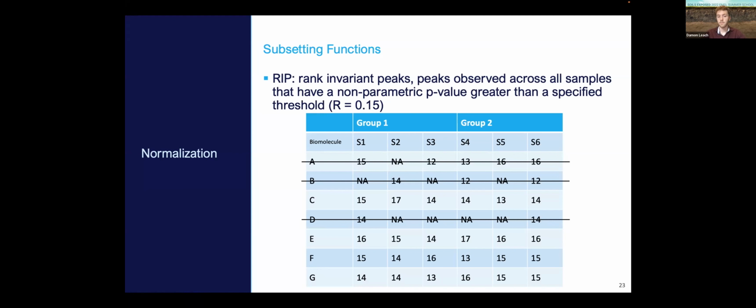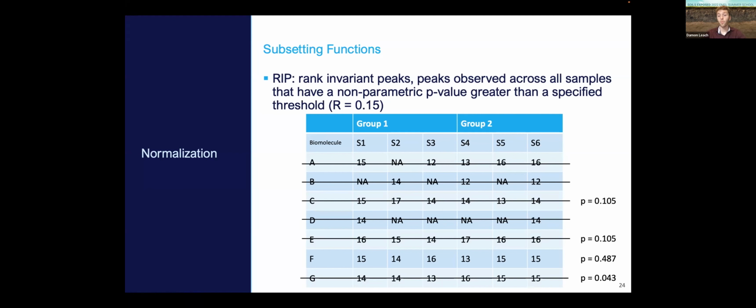Next slide. Once we apply that Kruskal-Wallis test, doing the ranks between group 1 and group 2 for biomolecules C, E, F, and G, we find that C, E, and G have p-values below that 0.15 threshold, leaving us with only biomolecule F, which had a p-value of 0.487. As you can see, this may not always be the best option, especially in data sets that have a lot of missingness, as FTMS does, just because here we're only being left with one biomolecule to subset. Next.